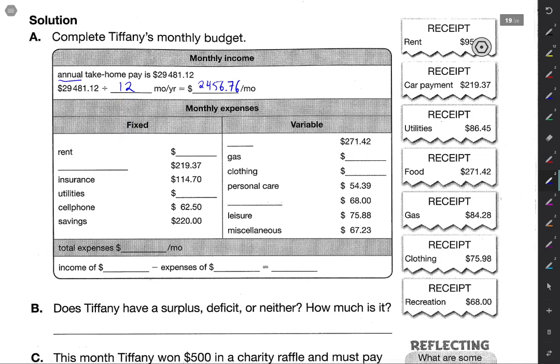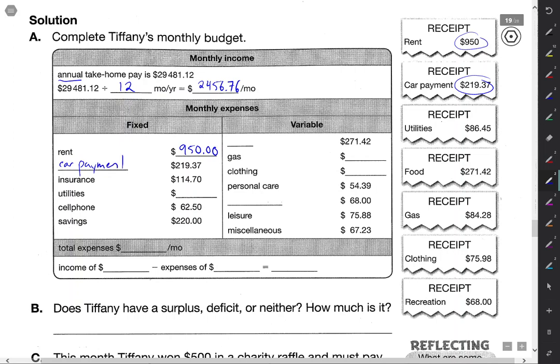So if we look at her rent, it would be $950 a month. So I'm just going to put that here. And then which expense is $219? Well, that would be her car payment. So we're just kind of filling in the blanks here using the information they gave us on the side.